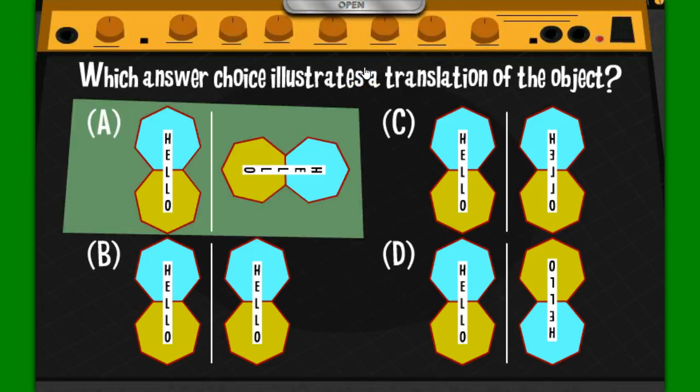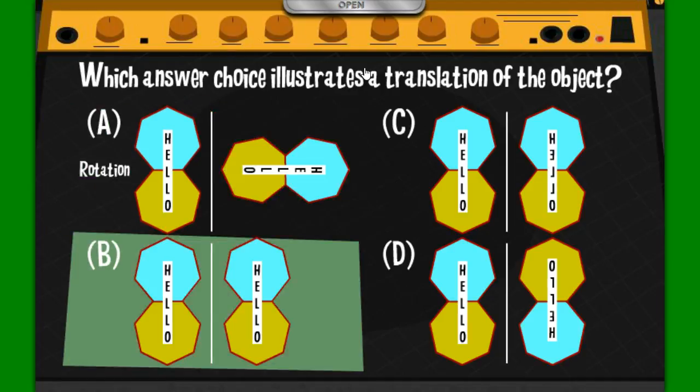Answer choice A shows the figure turned, so that's a rotation. Answer choice B shows the object in the exact same position, but moved. Notice the letters are exactly the same. This shows a translation. B is the answer. Let's continue looking at the choices just to make sure our answer is correct.